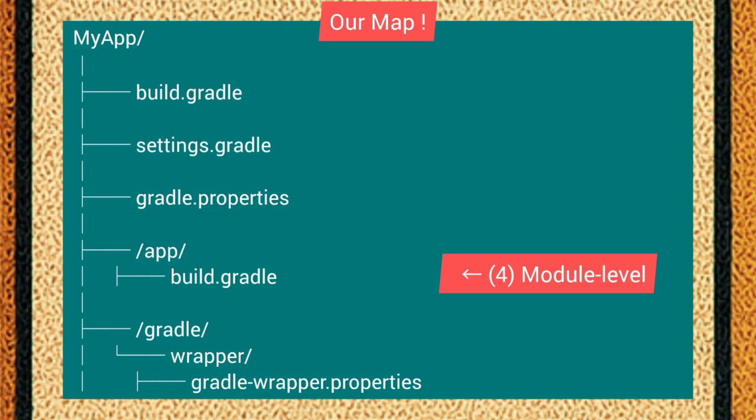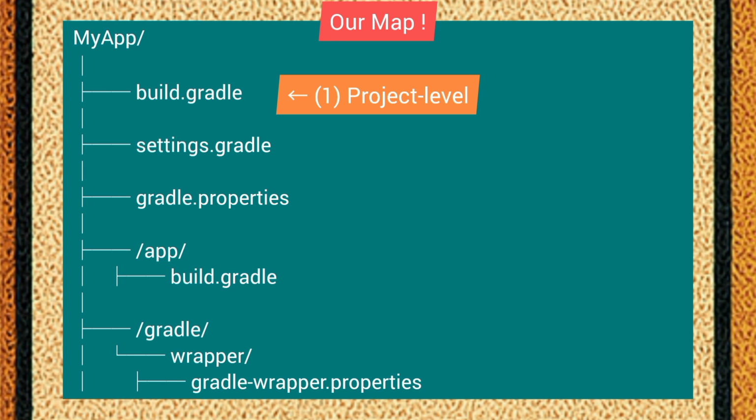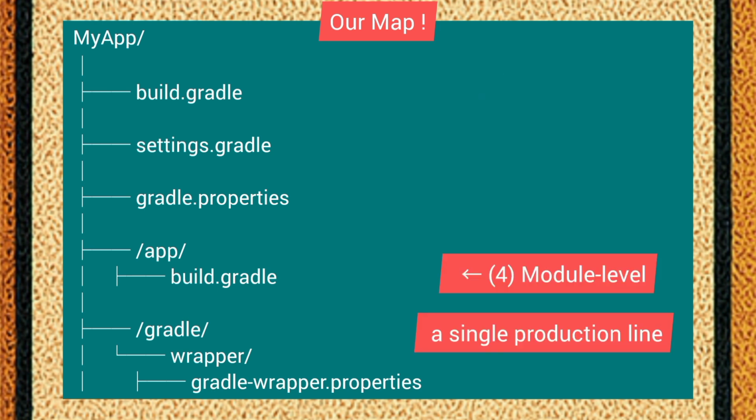Next, build.gradle, module level. You may have noticed there are two files named build.gradle. The first one, we already talked about. It's like the control room for the entire factory. But this one is like the instructions given to a single production line.